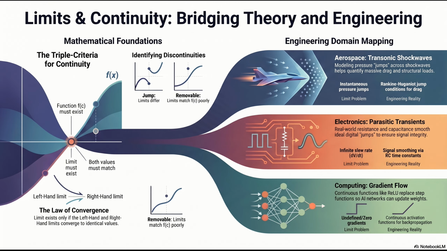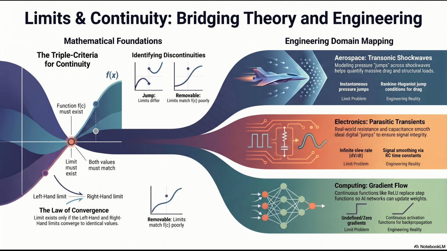Right. So in the strictest mathematical terms, a function is continuous at a specific point, let's just call that point x equals c, if the function's actual value exactly matches what you'd expect it to be if you looked at all the points immediately adjacent to it. Okay, makes sense. But pure math is unforgiving. For a system to be truly continuous, it has to simultaneously pass three very rigid criteria.